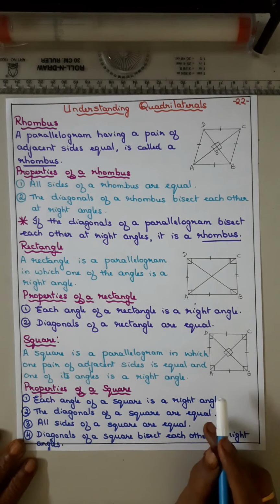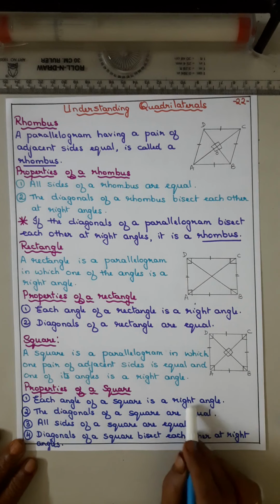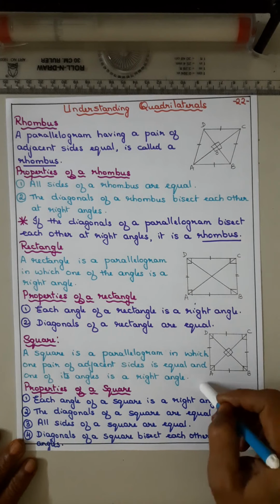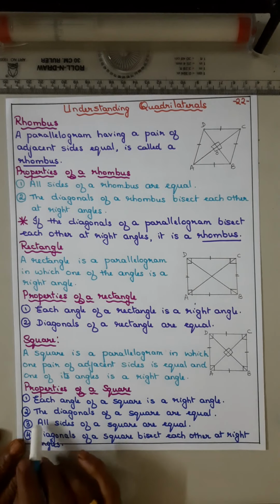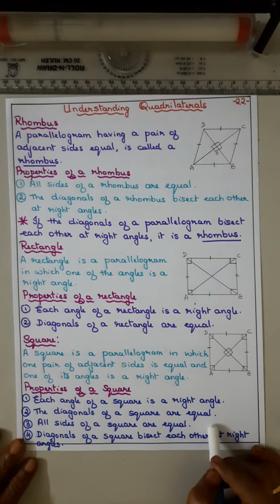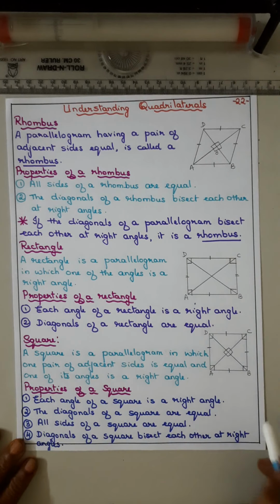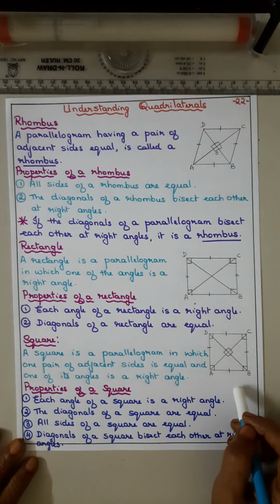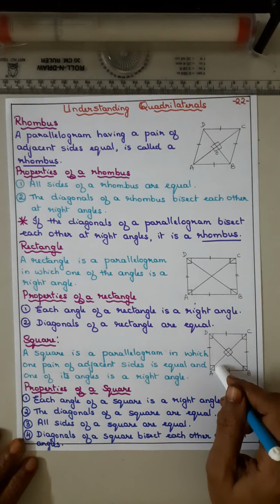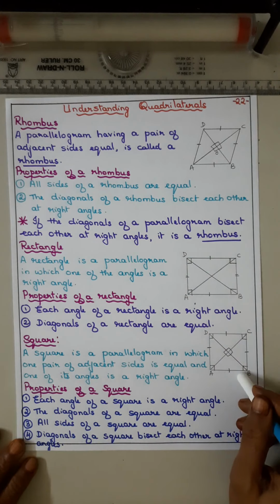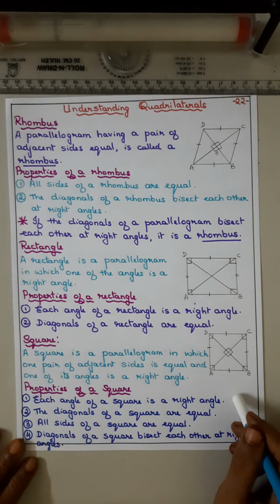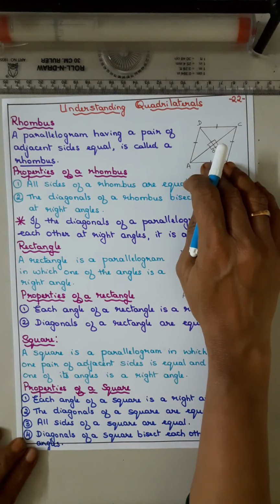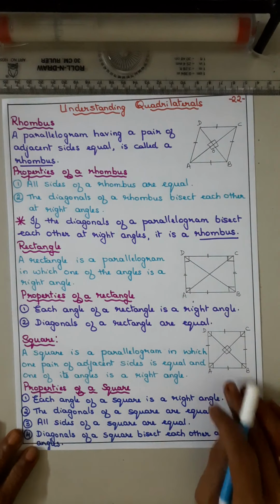That means all the corner angles are 90. Now coming to the properties, each angle of the square is a right angle. So both in rectangle and square, the corner angles are 90. The diagonals of the square are equal. AC is equal to BD. Even in a rectangle, the diagonals are equal. Remember, if corner angles are 90, then diagonals are equal. All sides of the square are equal, just like the rhombus. But the rhombus corner angles are not 90, here it is 90.